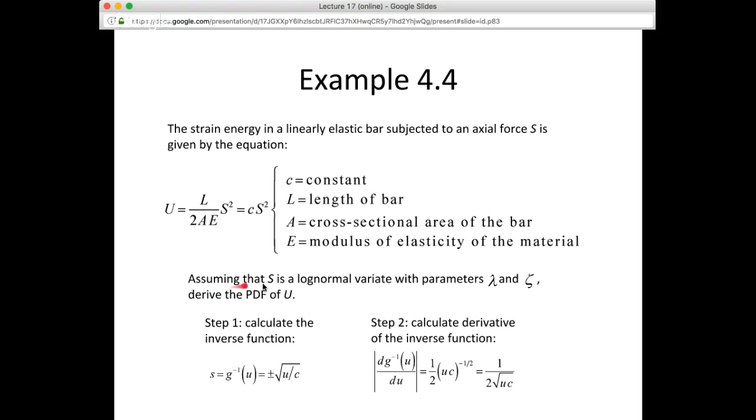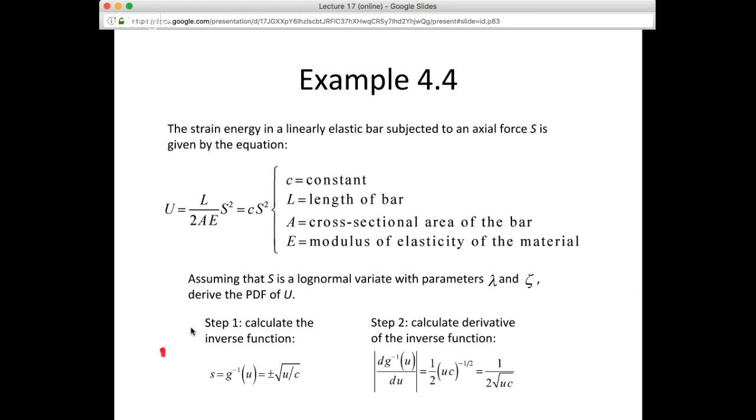And we're going to assume that the axial force S is a lognormal variate with parameters lambda and zeta, and we're asked to derive the PDF for the strain energy. So that's the goal. We want to derive a new PDF for U given a PDF for S, specifically the lognormal PDF, and this functional relationship between U and S.